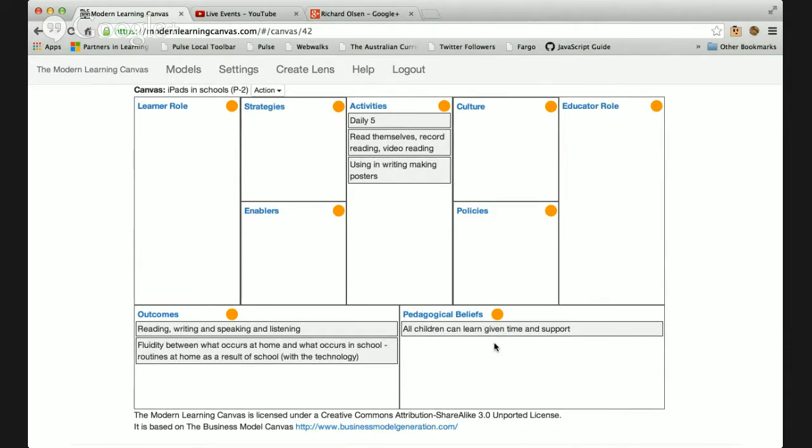What's the educator's role and responsibilities when we're using iPads in a P2 situation? To scaffold learning, I suppose. Differentiate. Sometimes to instruct those children that haven't had access to iPads. We still have some that don't. And it's the first time they've used them when they come to school, believe it or not.